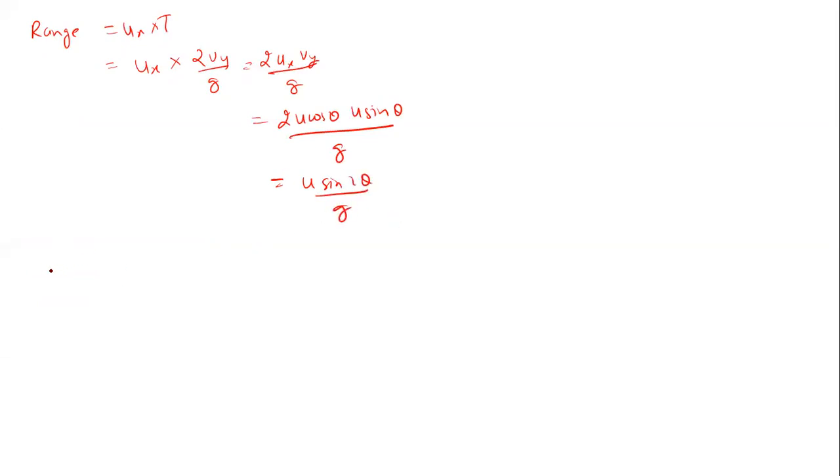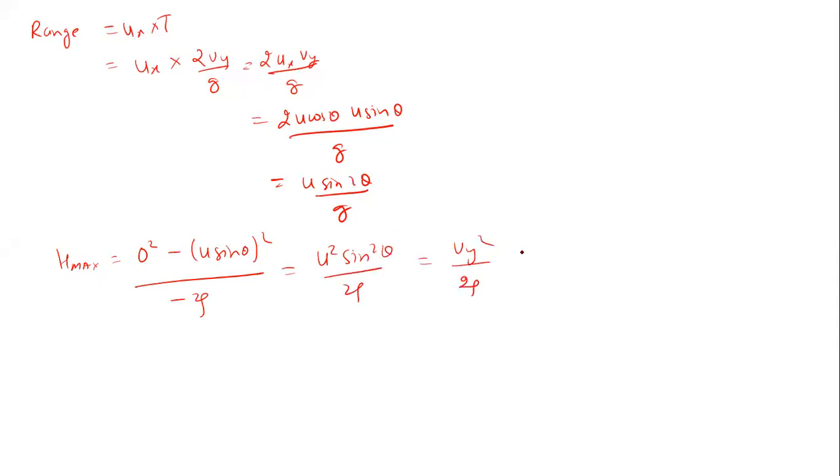Then we will have the maximum height. So for maximum height, h max, final velocity should be 0. Initial velocity along the y-axis is u sin theta, whole square by minus 2g. So you get u square sin square theta by 2g, or you can say uy square by 2g. That will be the h max.